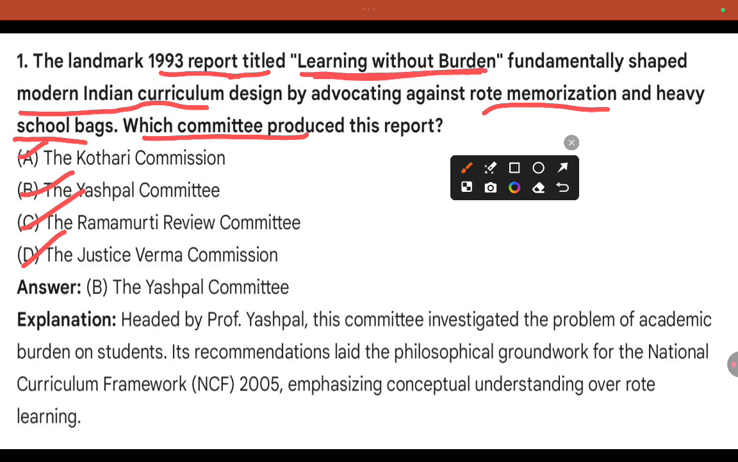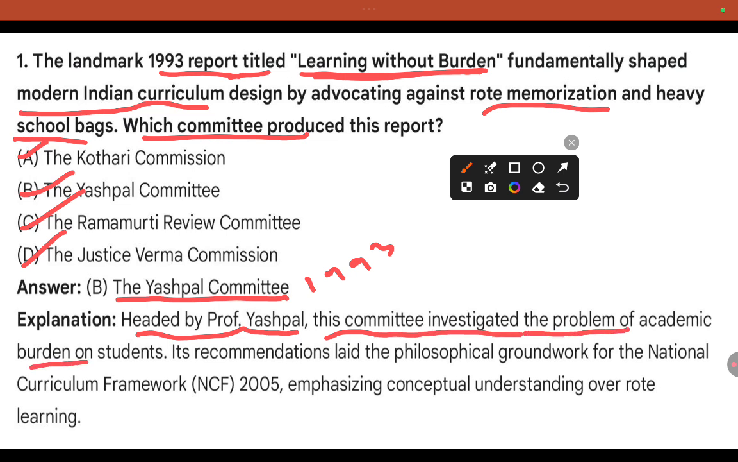Learning Without Boredom. That report was given by the Ashpal Committee in the year 1993. Headed by Professor Ashpal, this committee investigated the problem of academic boredom in students. Its recommendation laid the philosophical groundwork for National Curriculum Framework 2005, emphasizing conceptual understanding over rote learning. Question number 2.